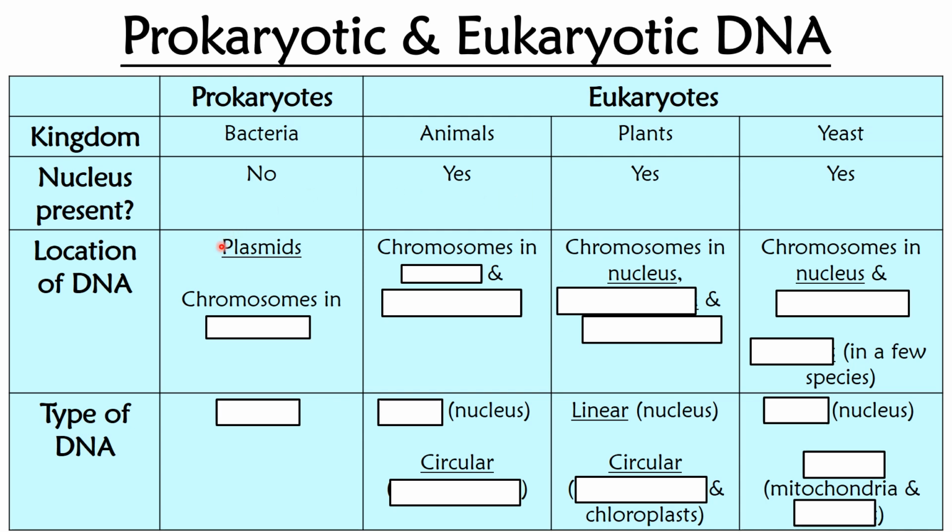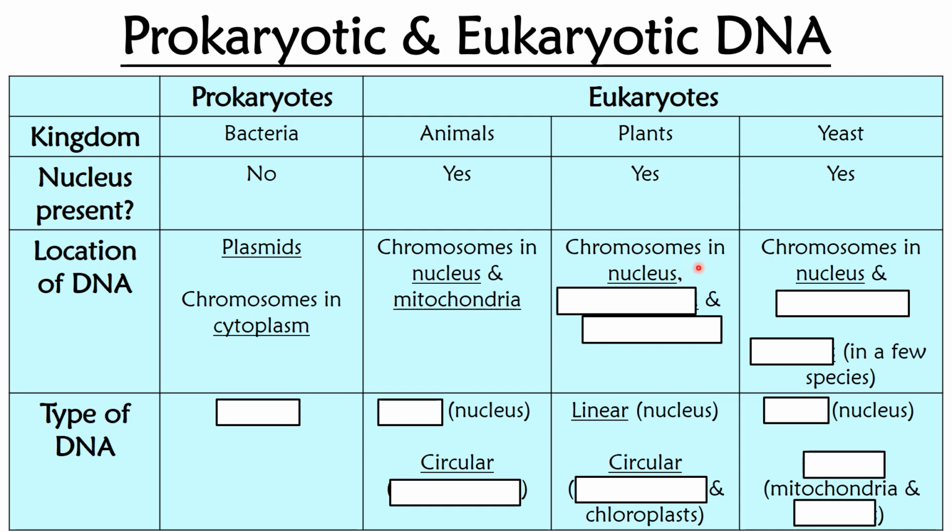In terms of the location of the DNA, the bacteria have got plasmids, which you remember from Nat5, but also they have got chromosomes in the cytoplasm. So 2 locations of DNA. Animals like ourselves, we talked about the DNA in the nucleus at Nat5. You probably know that from S1, I would have thought. However, we do carry DNA in another place as well, and that is in our mitochondria. So we've got chromosomes in the nucleus and in the mitochondria.